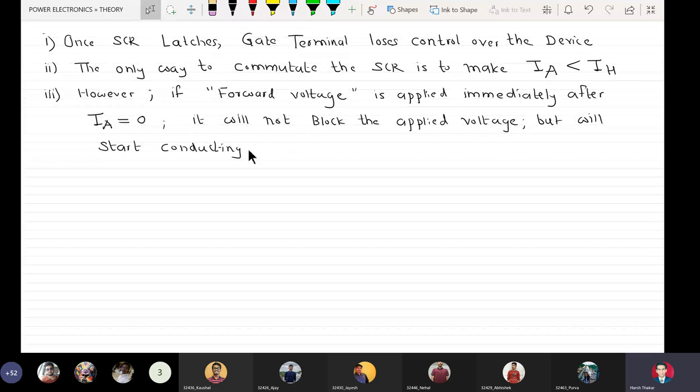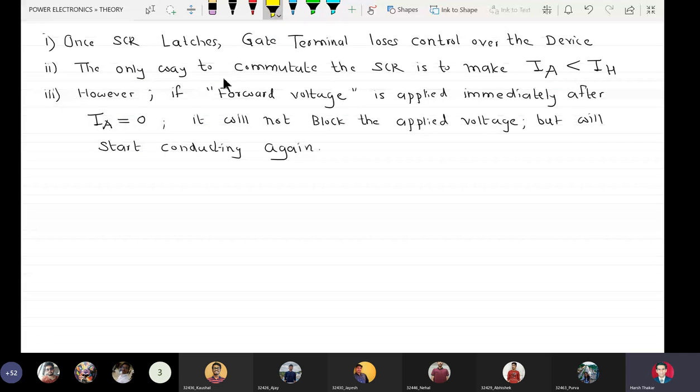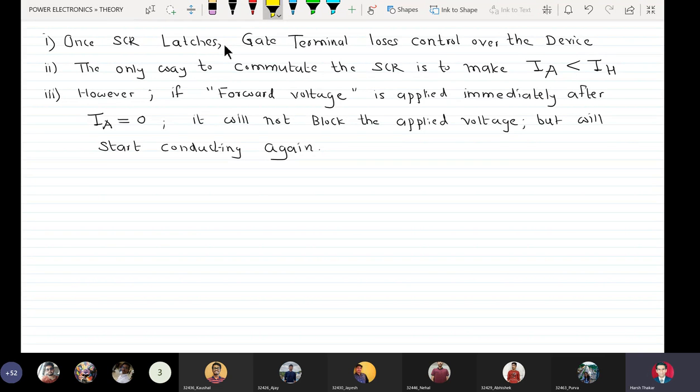Okay, this is important. So now the status in point number 3 is that SCR is actually commutated, but it has just commutated. After the anode current has dropped below holding current, or has become equal to 0, if we apply a forward voltage between anode and cathode, that is anode positive with respect to cathode, then there are chances that the SCR will start conducting again. That means, just because IA has fallen below holding current does not mean that the SCR has completely turned off. It is in the process of turning off.